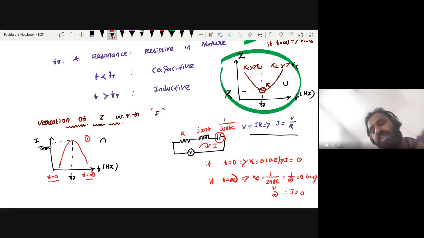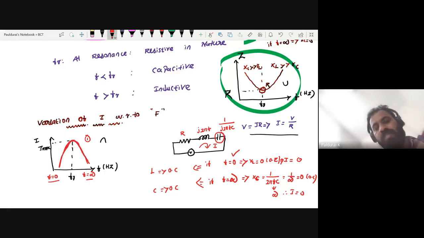When frequency F equals 0, the inductor will act as an open circuit, therefore current is 0. At high frequency, F equal to infinity, the capacitor will act as an open circuit, so at that time also the current is zero. That is, at low and higher frequencies, current is zero.